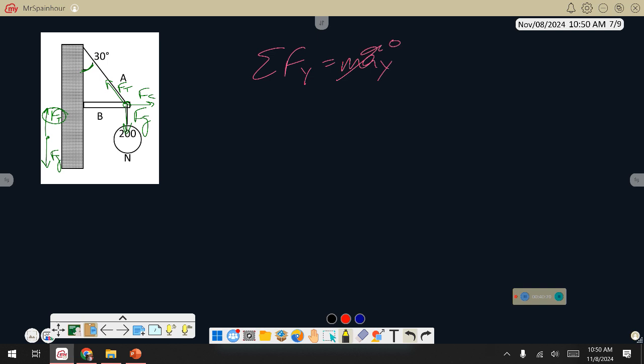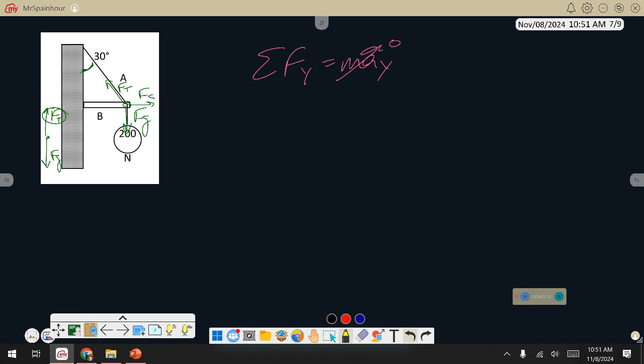Write it down. It's not as easy as people usually try to make it. Is it acting in the y? Which direction is it in the y? Is it only in the y? All right, somebody tell me what the sum of forces in the y should be.